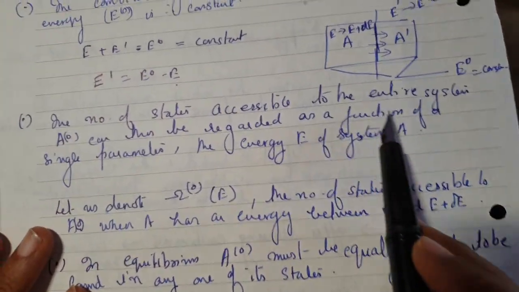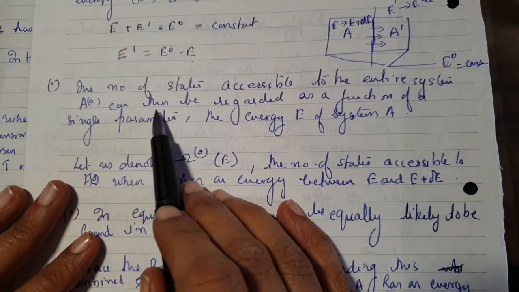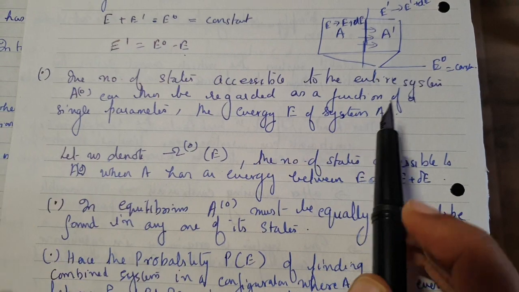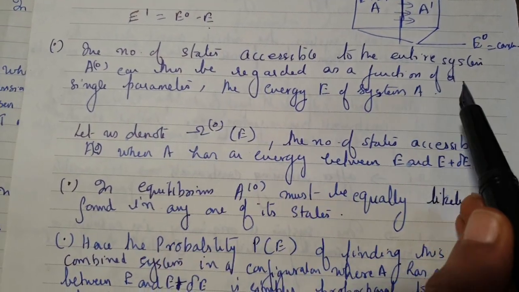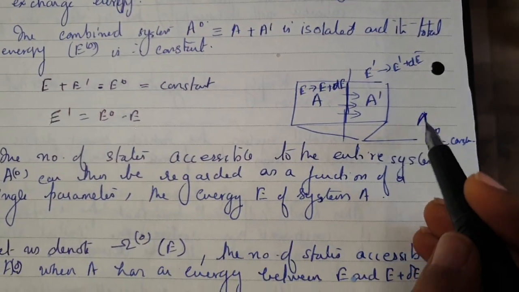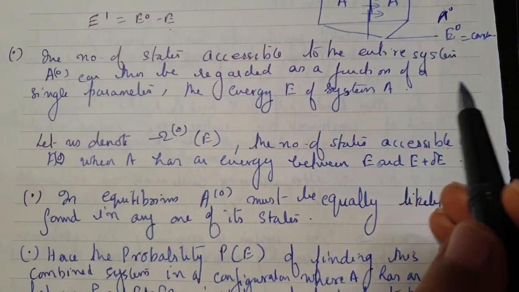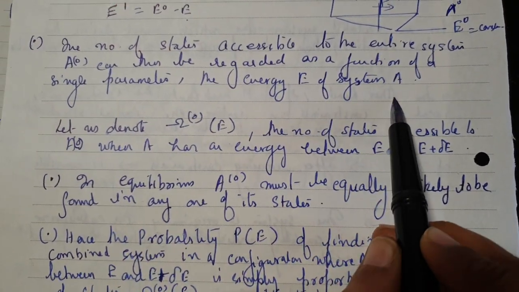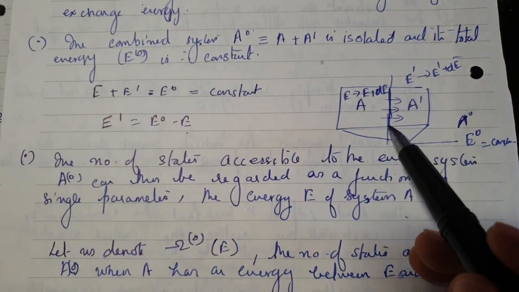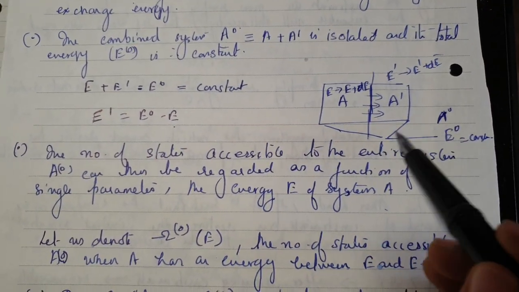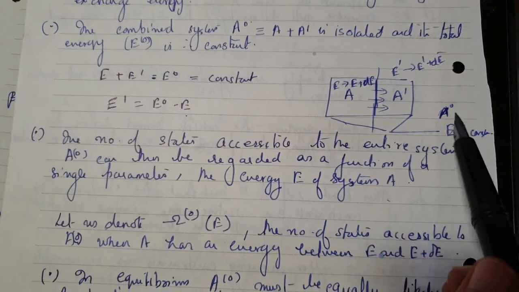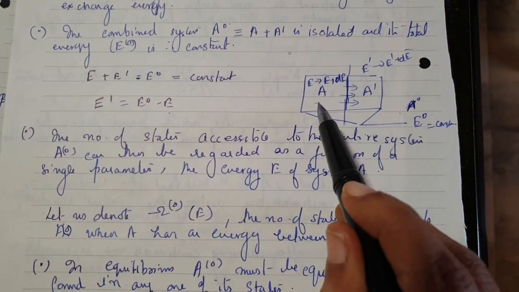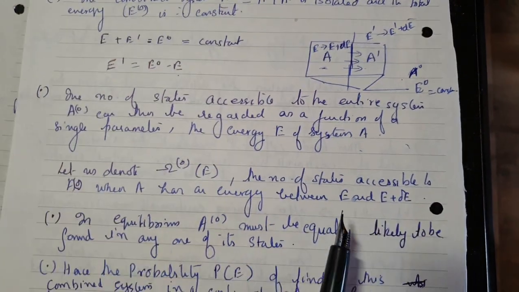So the number of accessible states to the entire system A naught can thus be regarded as a function of a single parameter, the energy E of system A. If the whole system is named A naught, then the entire system can be regarded as a function of a single parameter, that is the energy E of the system A. So the number of accessible states pertaining to the entire system is given by the number of accessible states pertaining to A or A dash. That is what this means.